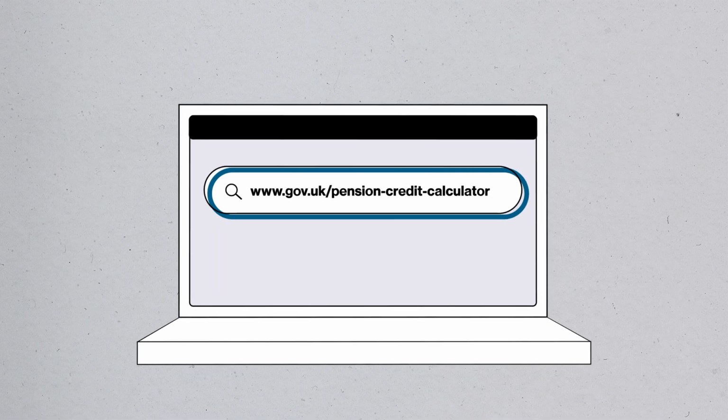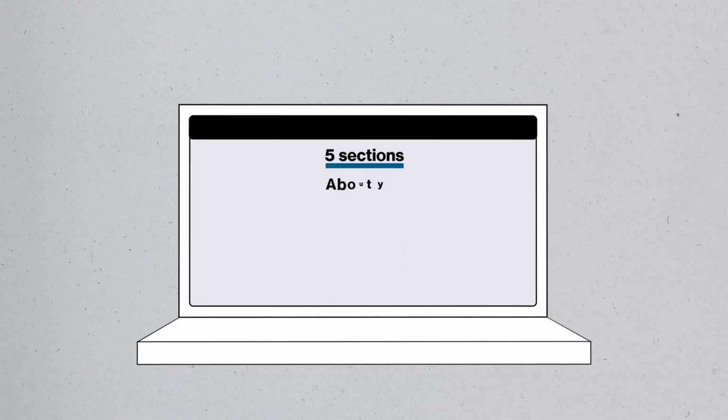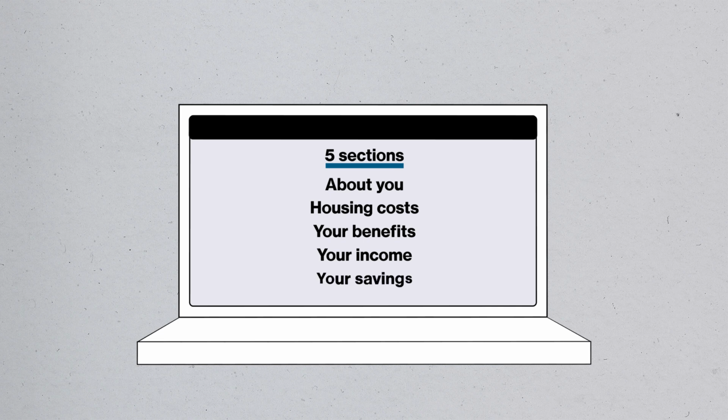Now let's get started. There are 5 sections in the calculator which you need to complete for you and your partner if you have one. The About You section, which asks for details such as your date of birth and the area you live in. The Housing Costs section, which asks about any housing costs that you may have. The Your Benefits section, which asks you about any other benefits you may be receiving. The Your Income section, which asks you for information about pensions and employment income if you have any. And the Your Savings section, which asks you to provide details about any savings or capital you might have.